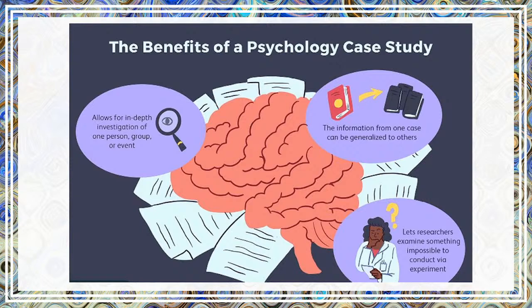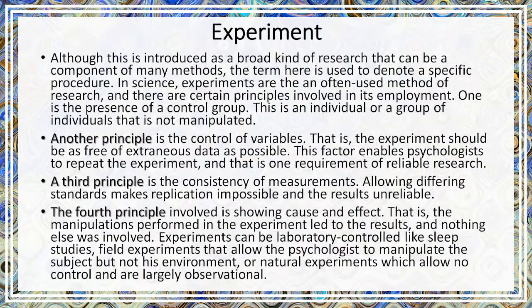Next research. Experiment. Of course, experiment is the most popular psychology research, and we know a lot of different experiments in psychology, for example, Pavlov's dogs or another one. Experiment is a broad kind of research that can be a component of many methods. The term here is used to denote a specific procedure. In science, experiments are the most often used methods of research, and there are certain principles involved in their employment.